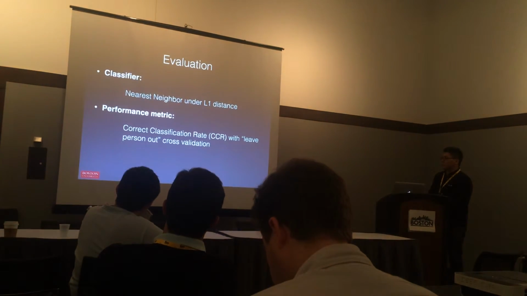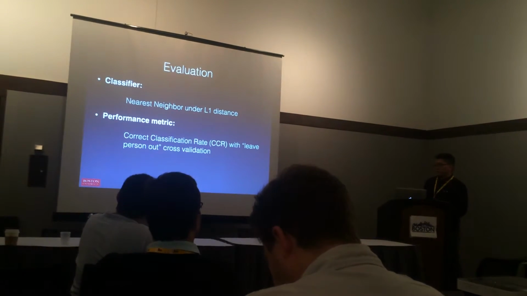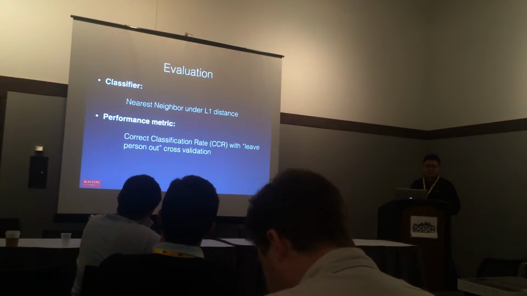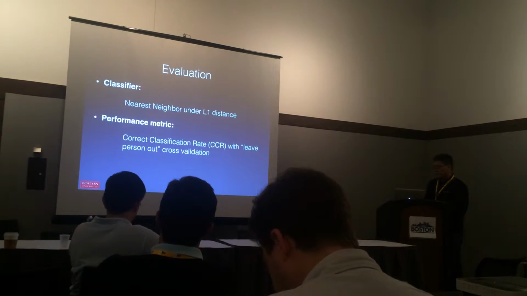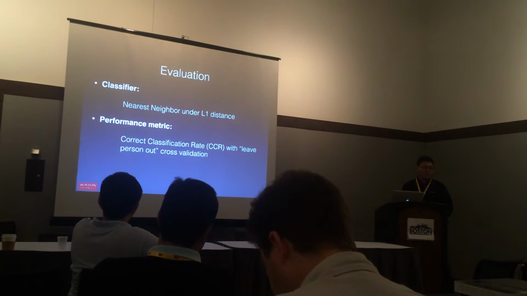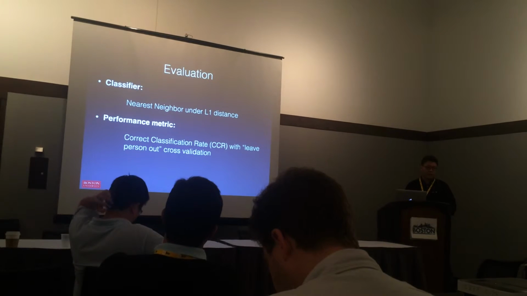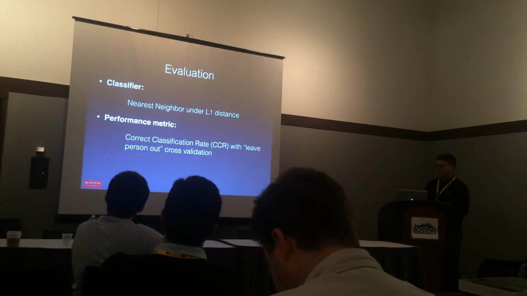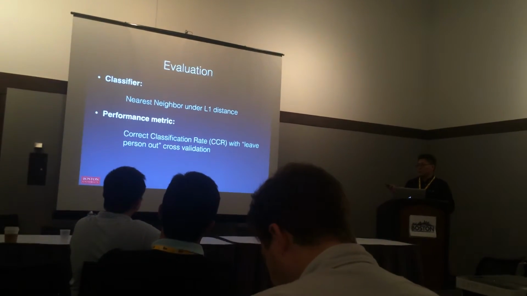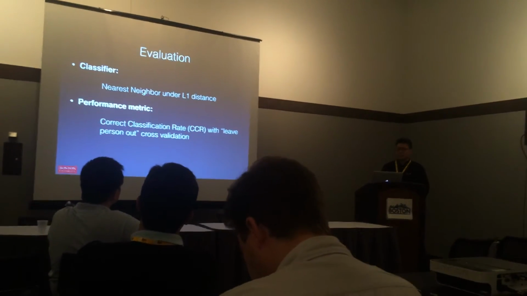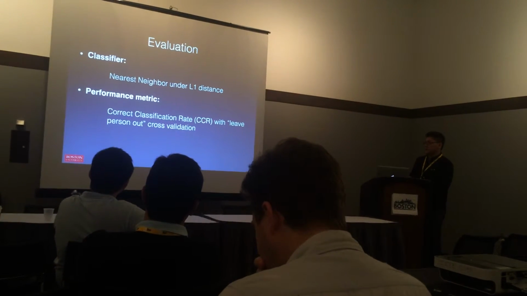For the classification, we use a single nearest neighbor under L1 distance. And we report the performance metric using correct classification rate, with the testing mechanism of leave person out cross-validation. Leave person out cross-validation means that during the test, all the samples performed by the query subject are removed from the training data set. And there is a minor difference between the way we do this on the synthetic data set and the existing data set, and this is explained in detail in our paper.